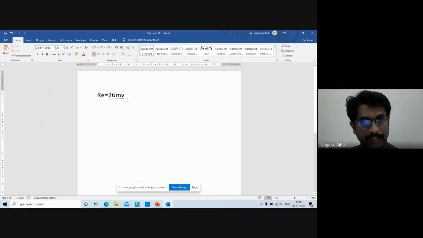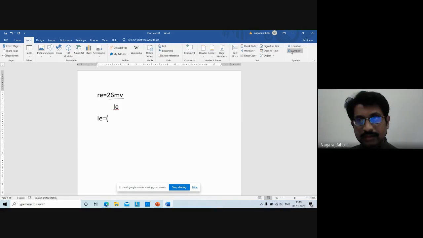Okay, this divided by IE here. Small re, it is IE. This is small re, emitter resistance. Now IE is nothing but beta plus 1 into IB, the base current.